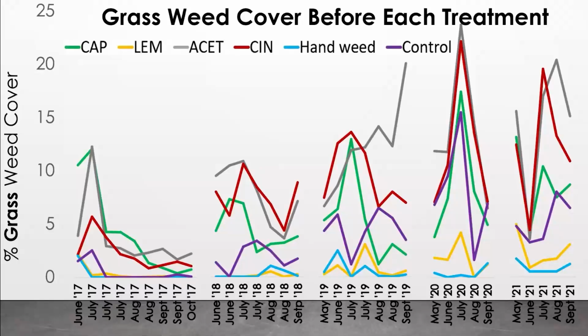This figure shows grass weed cover as a percent at the beginning of each of the treatments throughout each growing season.